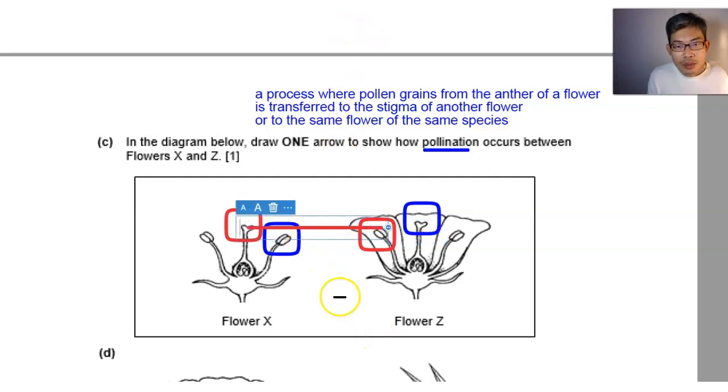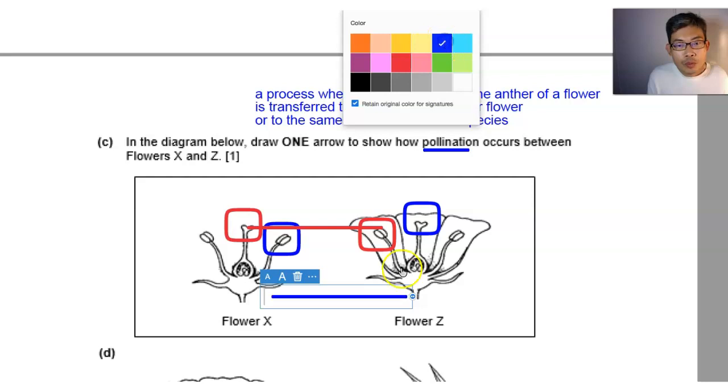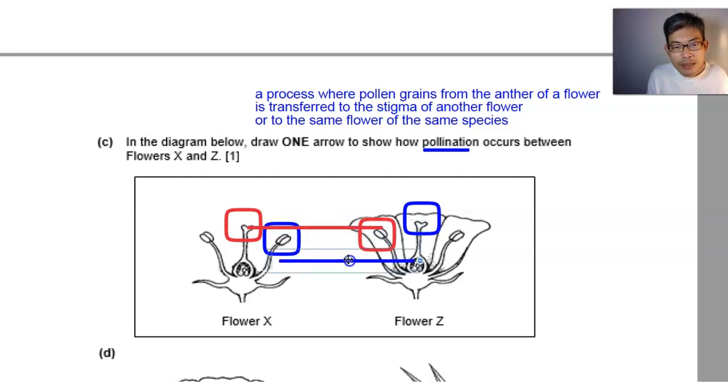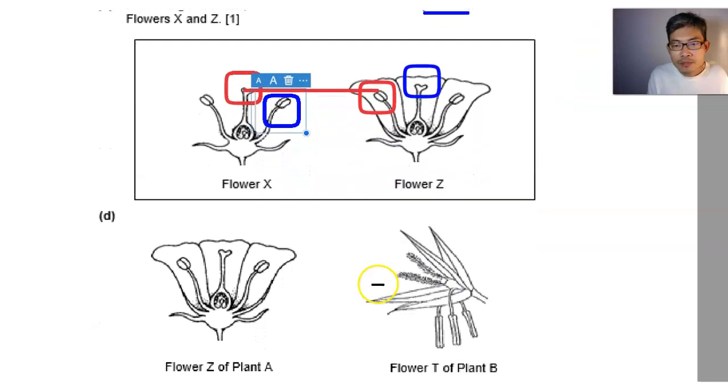Or you can draw another one, so there are two possible answers. The blue one, this anther here, over to this stigma. Alright, and I also cannot slant my line, so sorry about that. So yeah, you get two possible answers. I'm going to remove the blue one here to avoid some confusion. Okay, now let's go on to the next question.